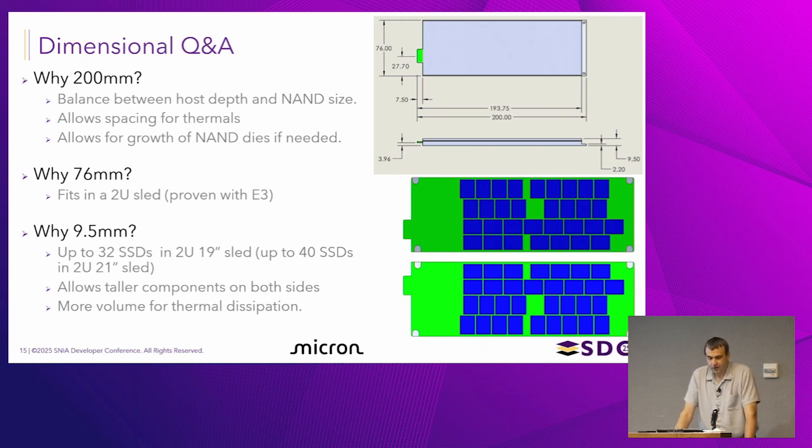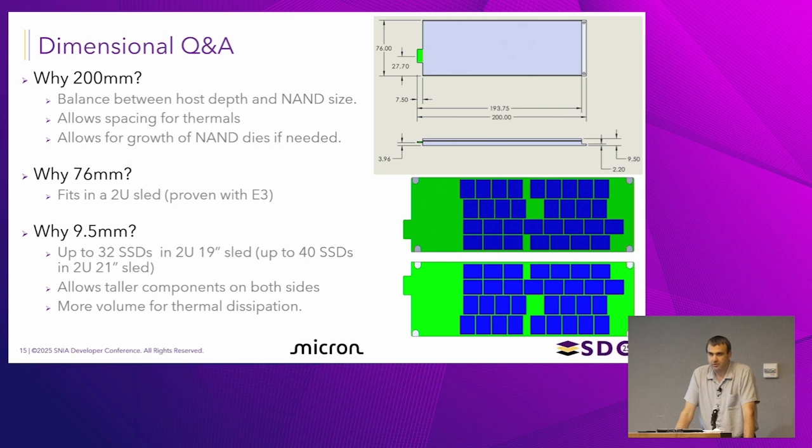Really, this allows for taller components on both sides. Again, I don't know which direction people are going to want to go in the future for NAND components. You could build up, you could build out. So this gives that flexibility, but it also gives flexibility for, hey, maybe I can use some cheaper capacitors. I can use cans instead of tantalums. I can use bigger inductors. I can use bigger components that help dissipate heat, or I can put in pads to help get rid of that heat.